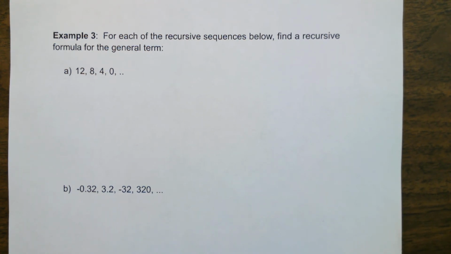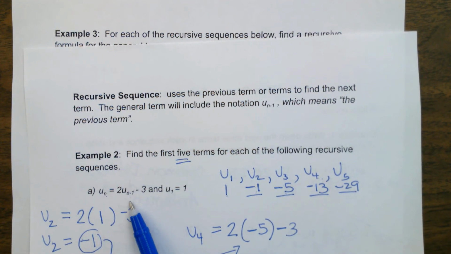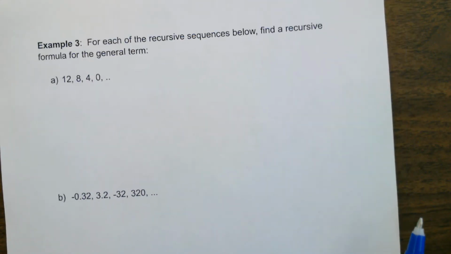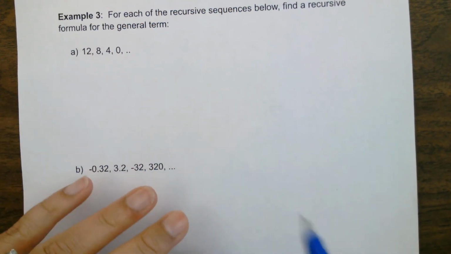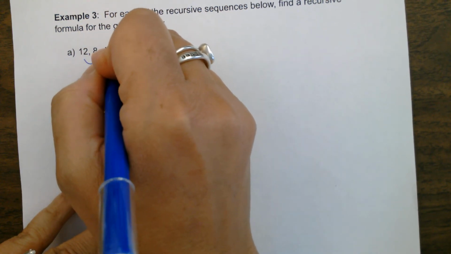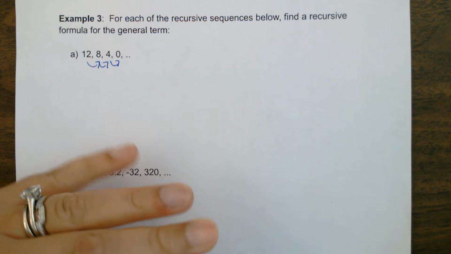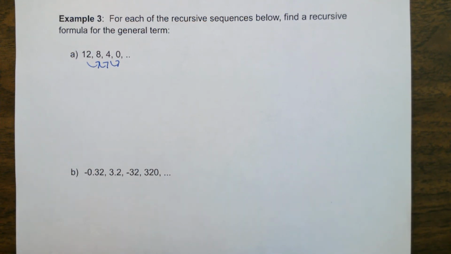So our last example. For each of the recursive sequences below, find a general formula for the general term. Now, this is actually finding this formula right here. So it's asking us what formula can we put with this that uses u sub n. So bear with me. First, is it arithmetic or geometric? Are we adding, subtracting, multiplying?